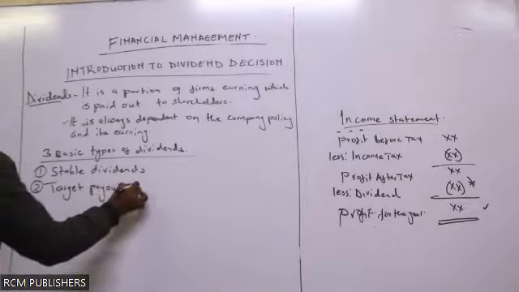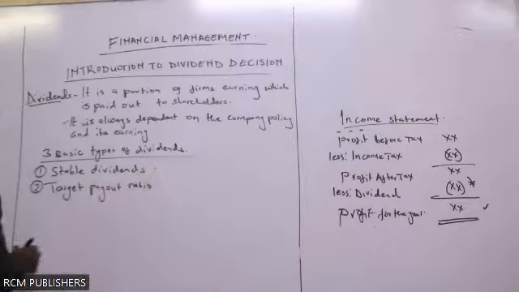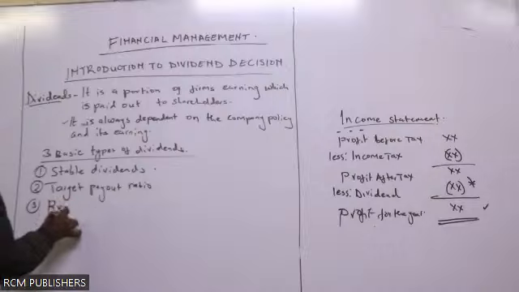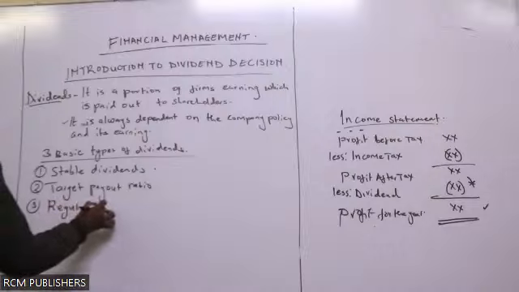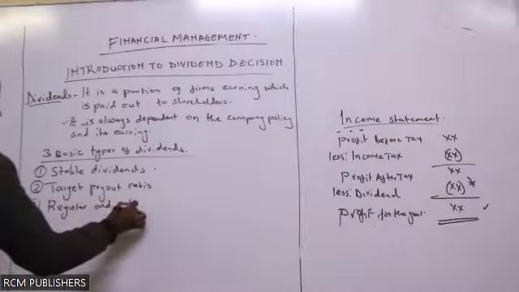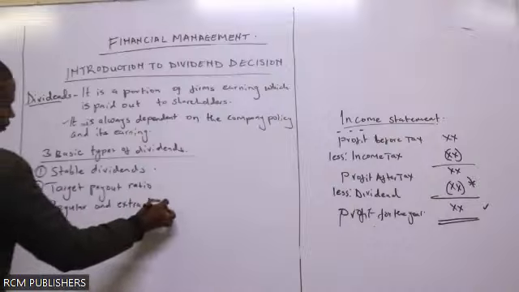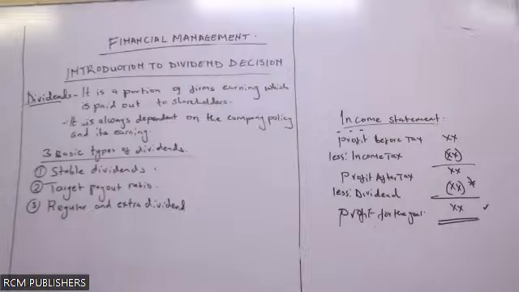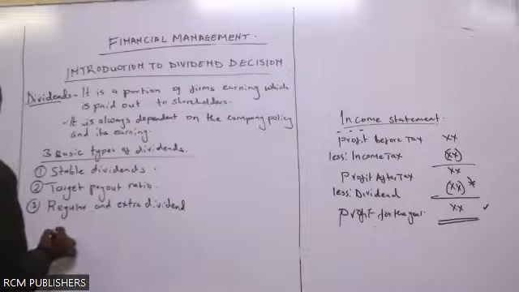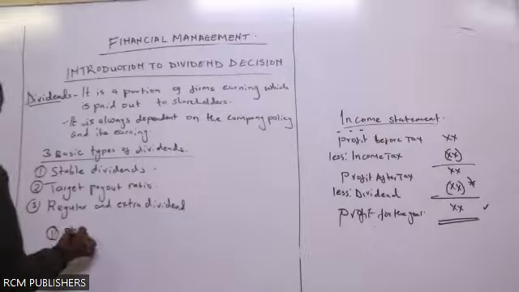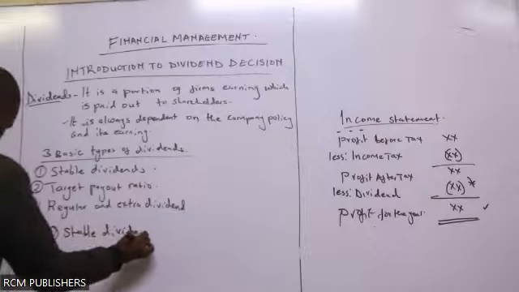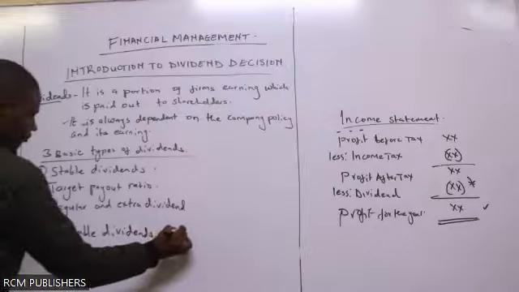Payout ratio. Then three, regular and extra dividend. Let's start with the stable dividends policy.